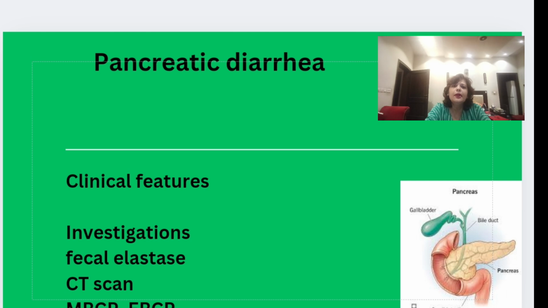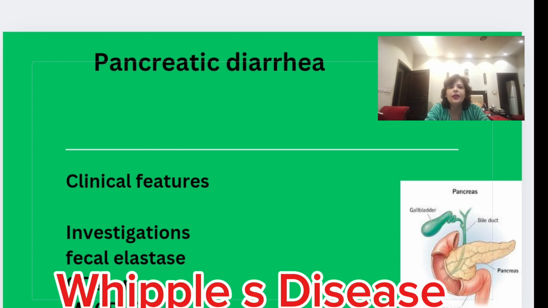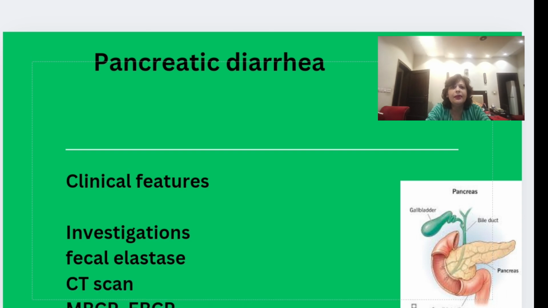Now, how do we investigate and how do we manage such patients? First of all, we see the clinical features. Clinical features of pancreatic diarrhea can be according to the underlying condition. For example, it can be recurrent abdominal pain radiating to the back with bloating, vomiting, and then obviously diarrhea, which is prominently steatorrhea, that is fat malabsorption diarrhea. And then there can be weight loss if there is underlying malignancy, and there can be multi-system involvement if it is cystic fibrosis.